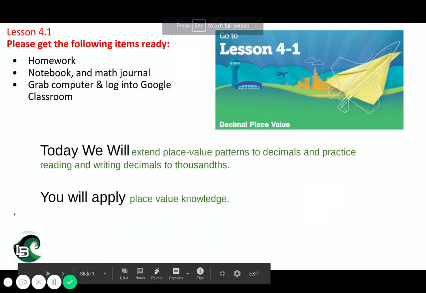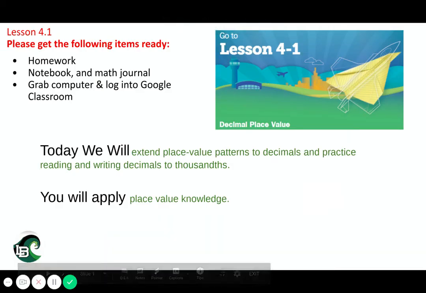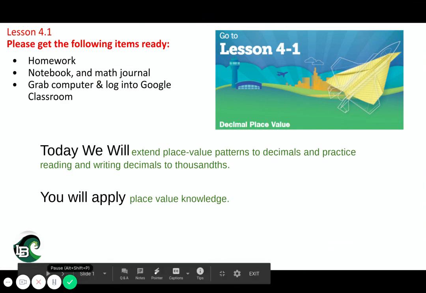Now, this concludes our lesson today of 4.1, again going over the decimal place values. And the objective, again, was to extend place value patterns to decimals and practice reading and writing decimals to the thousandths place. Thank you guys for being here, and I hope this was helpful to you.